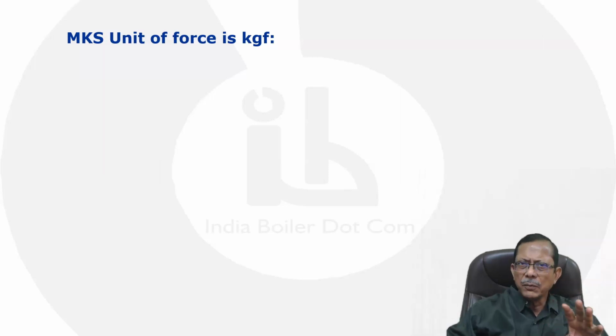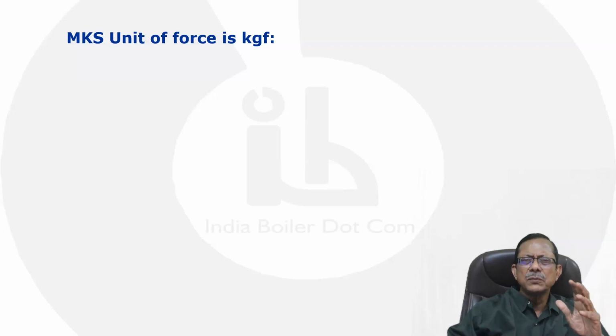Now let me tell you that the major problem is that in some BOE questions you will find the data, the parameters, given in the MKS system, right? And while solving, you have to convert it into the SI system. And there are various ambiguities in the MKS system. The major ambiguity comes in the unit of force, and that is kgf, right?